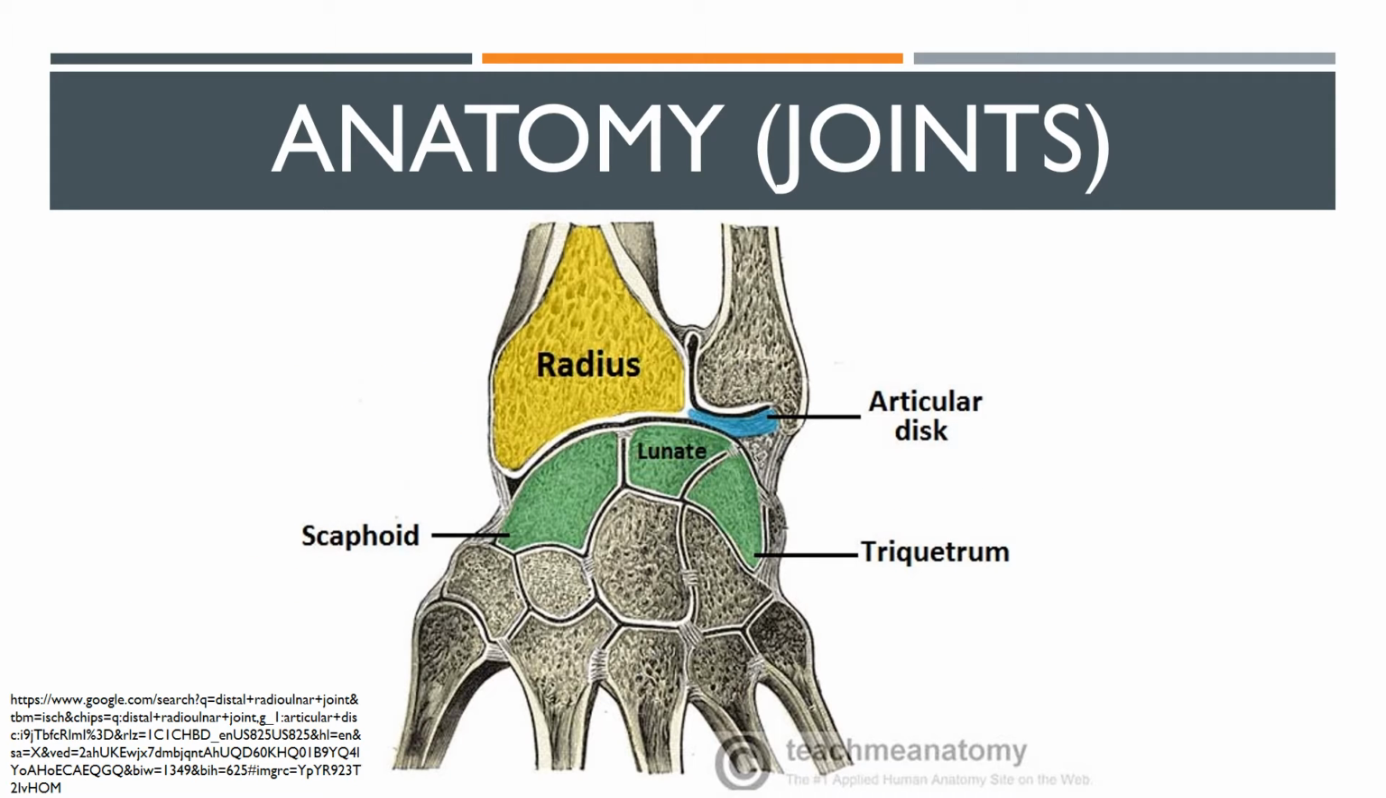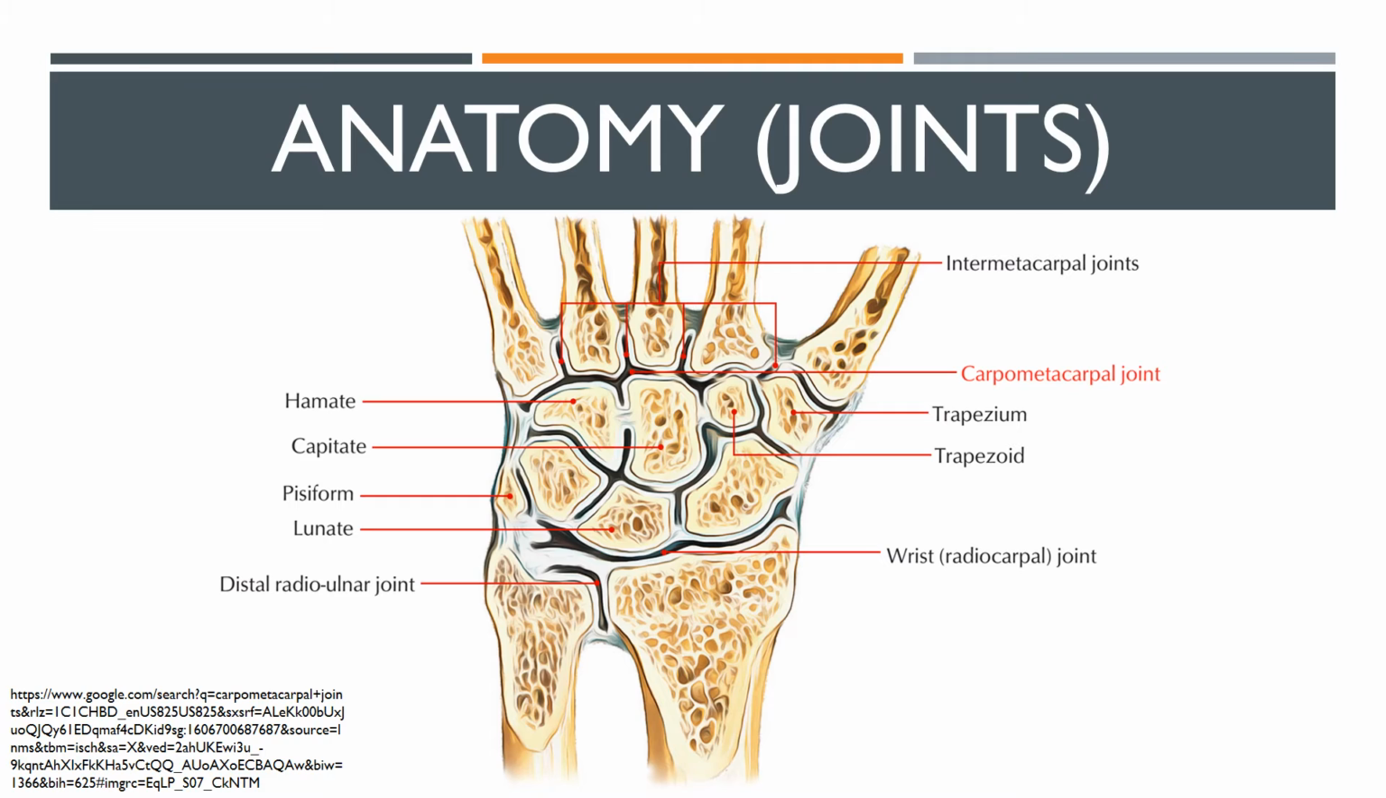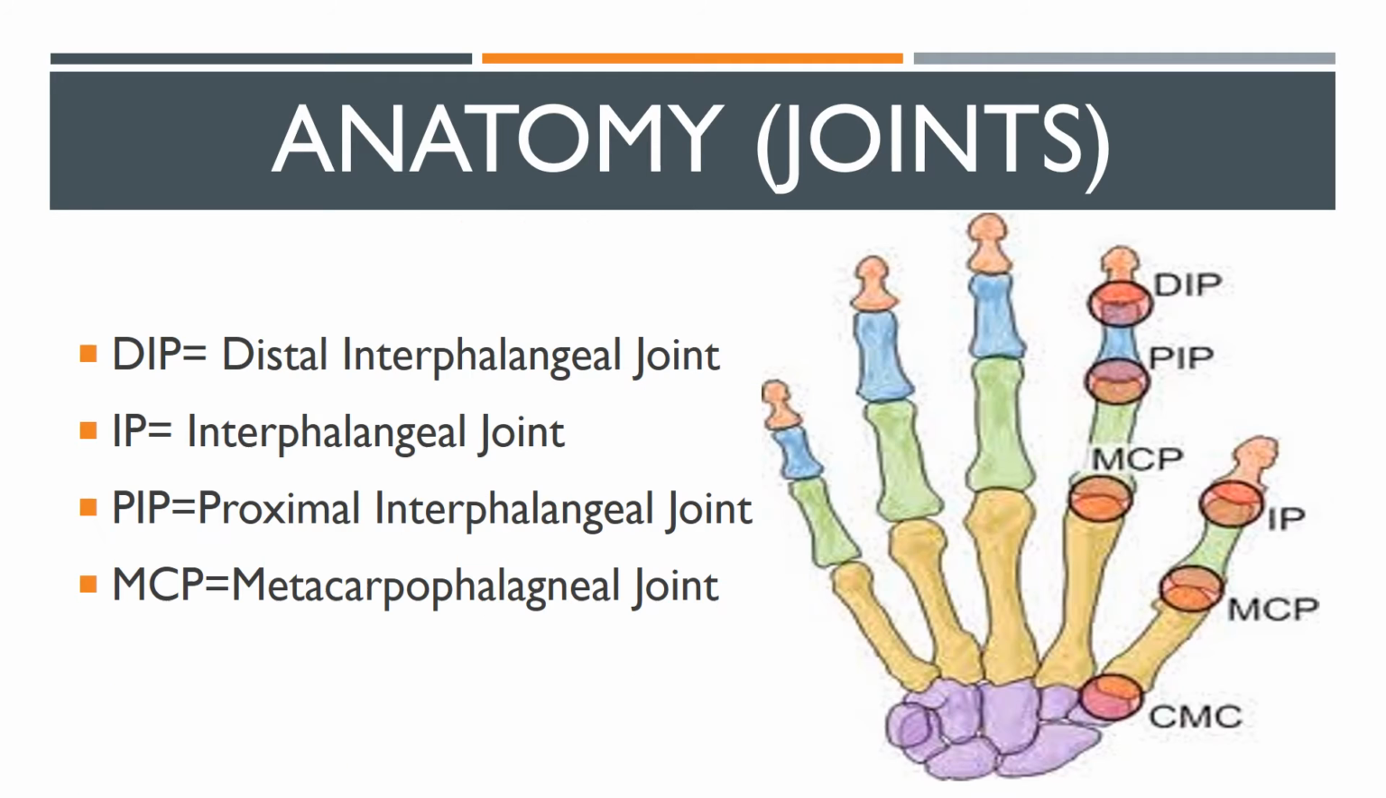This is a picture of the distal radial ulnar joint. It also has the articulating disc and the articulation between the radius and the carpal bones. This also shows the intercarpal joints and carpometacarpal joints and the other types.